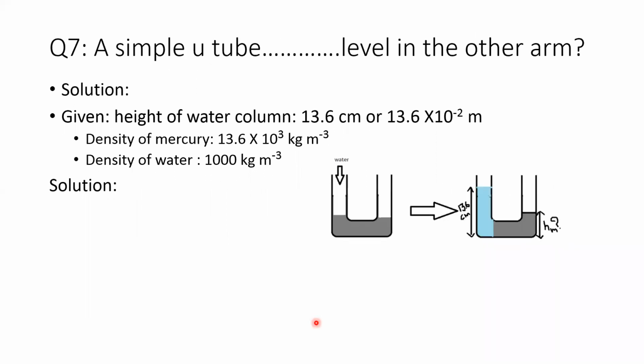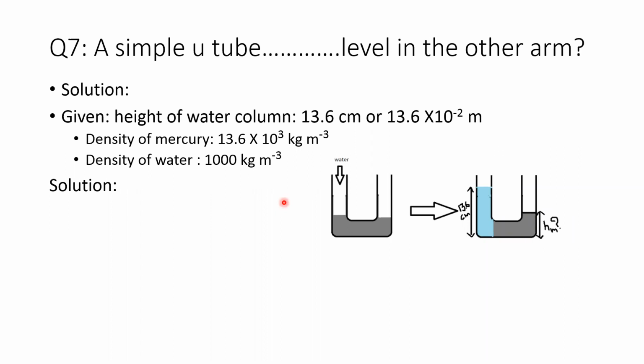Next question. A simple U-tube contains mercury at the same level in both of its arms. If water is poured to a height of 13.6 centimeter in one arm, how much will be the rise in the mercury level in the other arm?